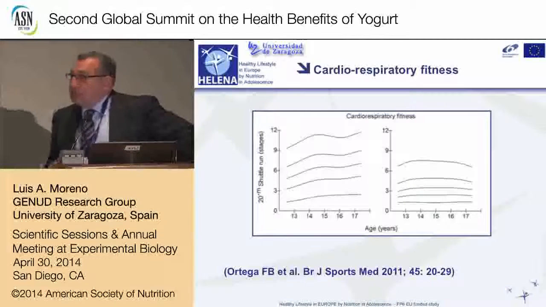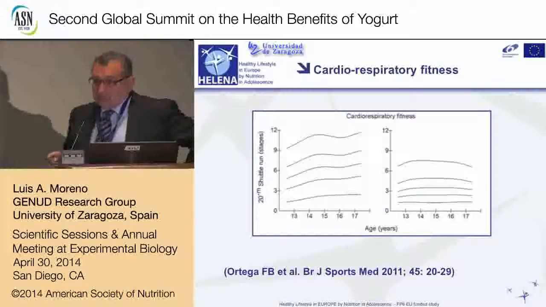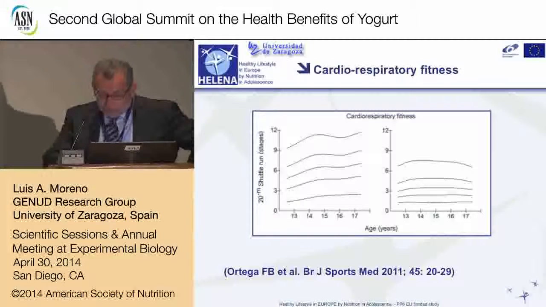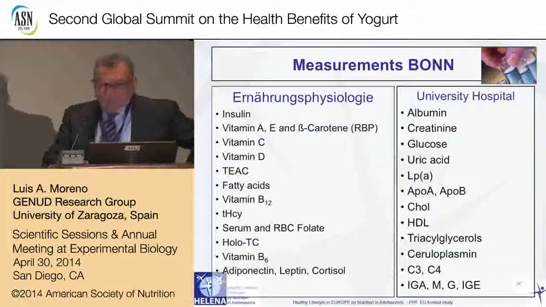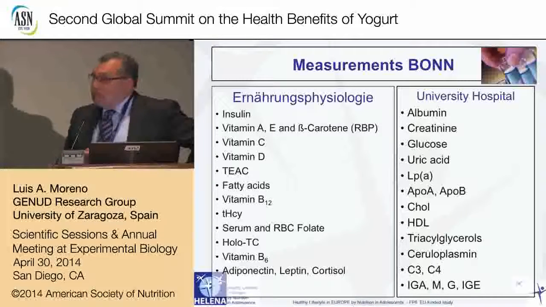We also assessed cardiorespiratory fitness because, as we will see later, it is one of the items that is included in one score we computed, using the 20-meter shuttle run test, and we already did some publications in this regard. And we obtained an important set of biomarkers, from the most typical, glucose, for example, total cholesterol, HDL cholesterol, triglycerides, but also, as you can see, insulin, different vitamins, etc.